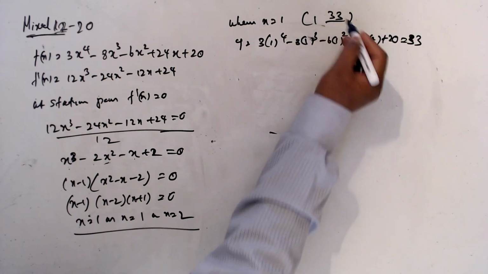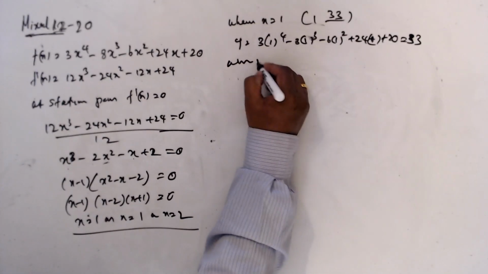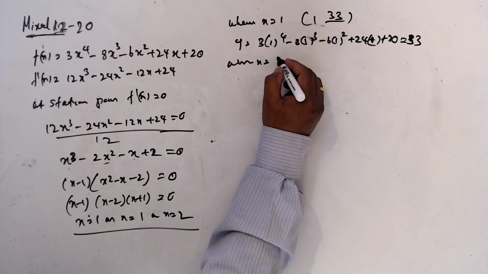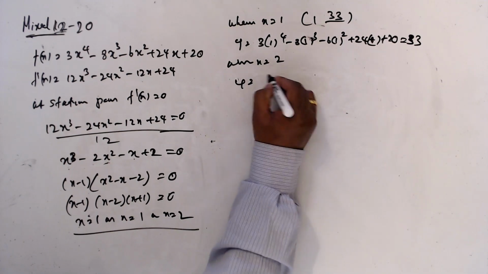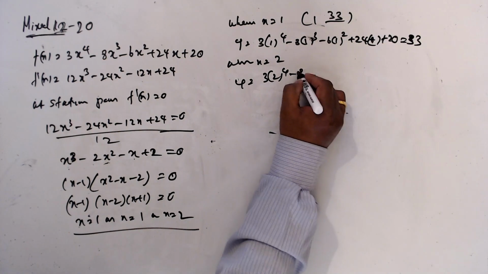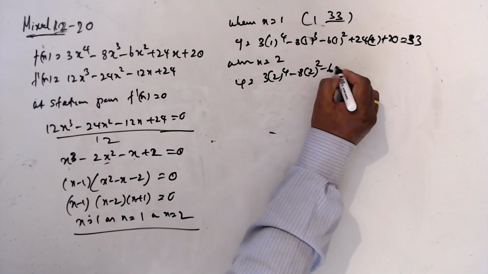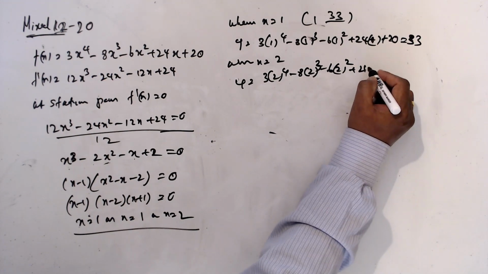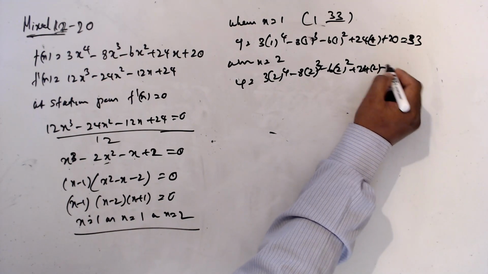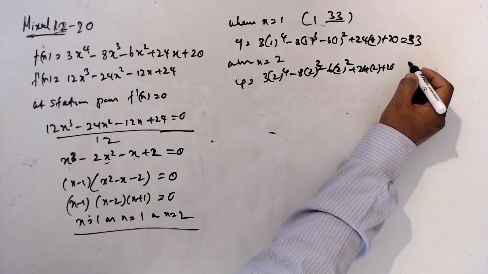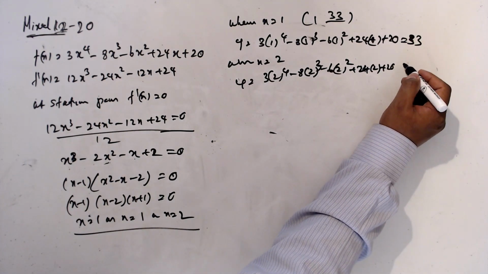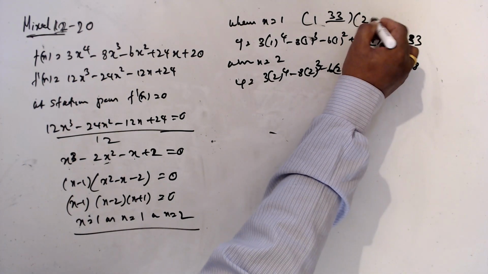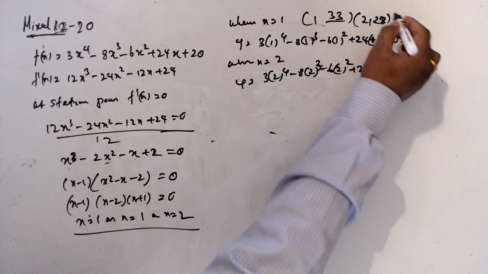So this is 33. When x equals 2, y equals 3 times 2 to the 4 minus 8 times 2 cube, minus 6 times 2 square, and plus 24 times 2 plus 20. This is going to be 228.